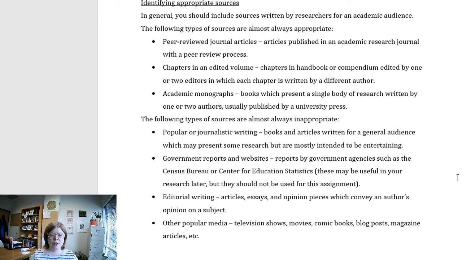Editorial writing, anything that's mostly opinion-based. So this would be an article, an essay, an op-ed, anything that appears in a newspaper, magazine, blog post, popular news website that's editorial, that mostly presents one person's experience or opinion. It's generally not considered research writing. And finally, other popular media like television shows, movies, comic books, blog posts, magazine articles, etc.